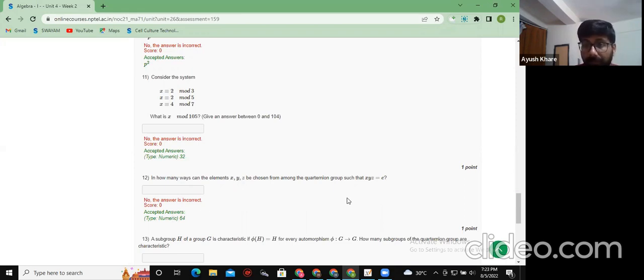I can give you a hint that will reduce your effort. First, put x to be identity. Then, if xyz is identity, then y has to be the inverse of z. So put x to be identity and vary y over G, and then z would be just the inverse of y. So you will get 8 choices in this way.